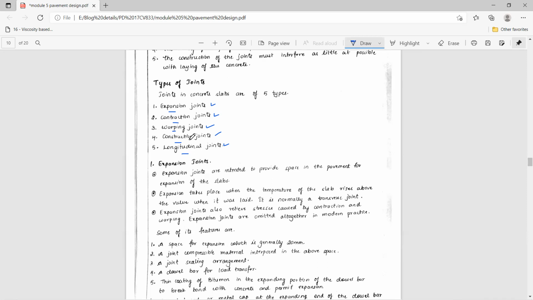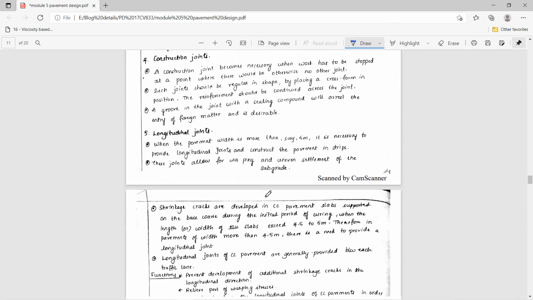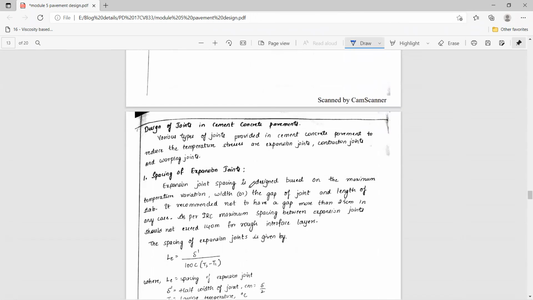And one more is there, construction joint. When you need to stop the work and continue that work the next day, to get the continuation, you need to provide a construction joint. Then finally, longitudinal joint. This joint is required when the pavement width is more than 5 meters. When the pavement width is more than 5 meters, we need to provide longitudinal joints.